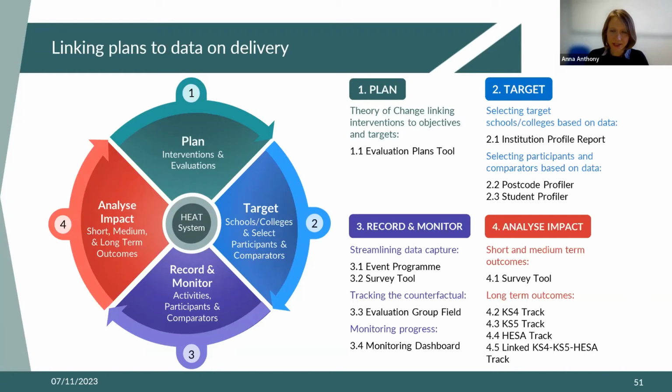So each of these evaluation stages can be linked together using the activity record. That's the key record within HEAT. So that therefore links your plans to your data on delivery, and then again to your analysis and your impact reporting that when it comes to the HEAT track, we provide through dashboards for you. So even if you don't use HEAT to create your evaluation plans, it's very important that you record them on HEAT so that you can then refer back to them once that data on delivery from each of these stages becomes available.